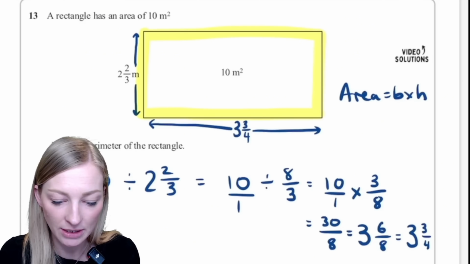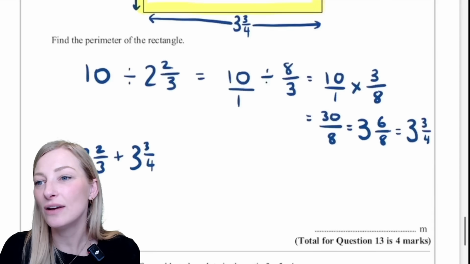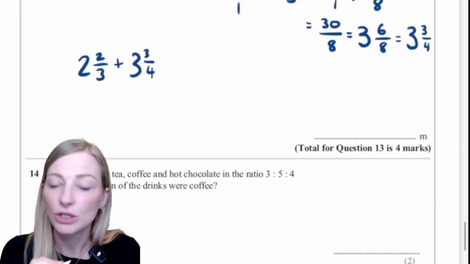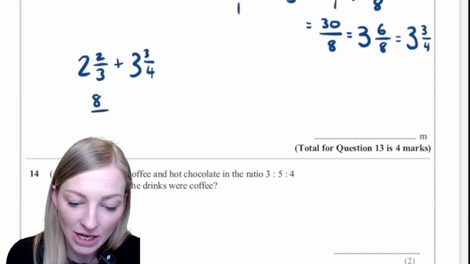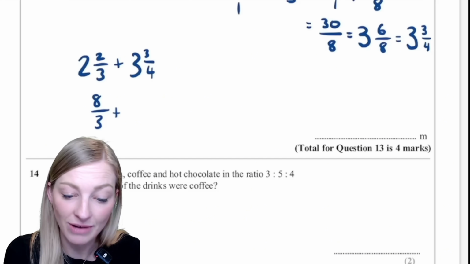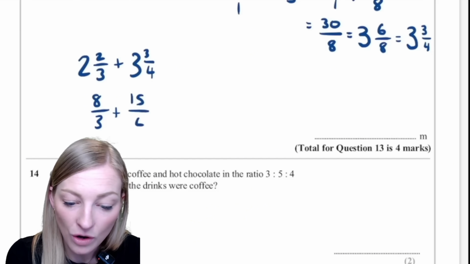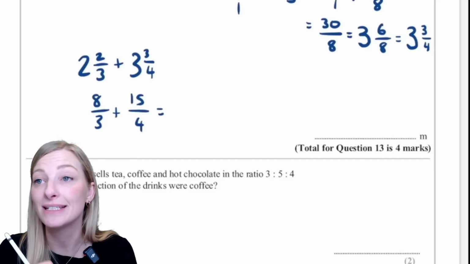2 and 2/3, add 3 and 3/4. And again, we want to make these top heavy. So 2 times 3 is 6, add the 2 is 8/3, add 3 times 4 is 12, add the 3 is 15/4. Now to add fractions, we have to make the denominators the same.